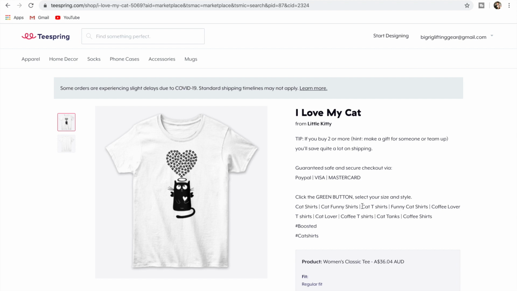So cat shirt, cat funny shirts, cat t-shirts, funny cat shirts. I don't know why they've bothered putting coffee lover t-shirt in there. Cat lover, cat tanks. I'm not sure why they're putting coffee shirts in there. And then they've actually put some hashtags on there, and they've even put hashtag boosted because they're probably trying to get on the boosted network, obviously. But yeah, that's another way of doing it. So there's not that many words. This is a 1500 description you could be using, and they're only using that many. So that's example number 2, pretty basic.